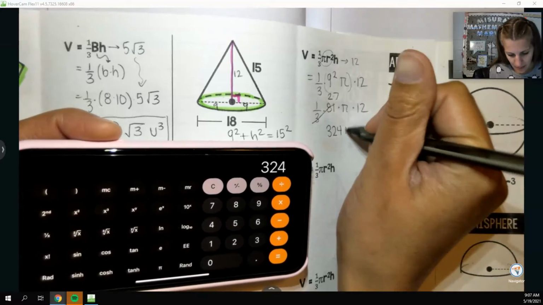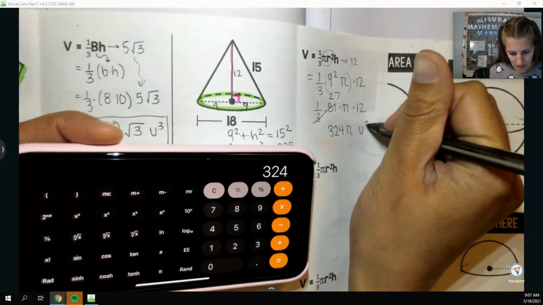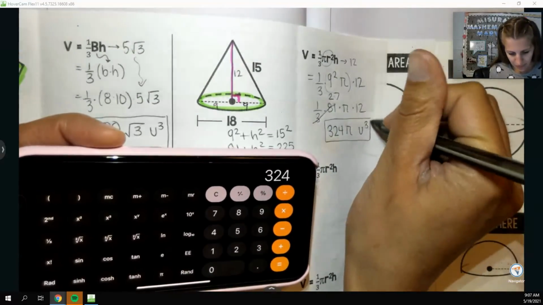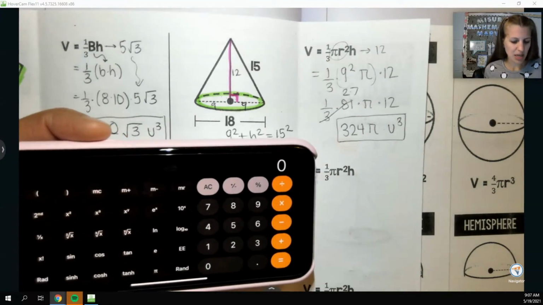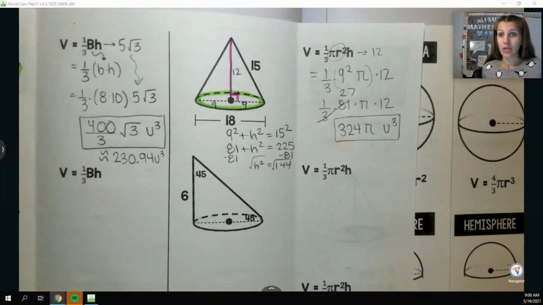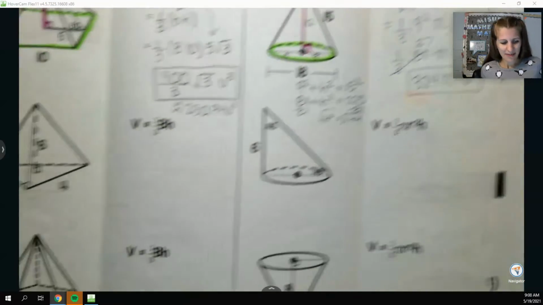324 with a pi at the end. Units cubed because we're finding volume. I don't want that approximate stuff. I mean, you could get it, just multiply by pi, but we'll just leave it.